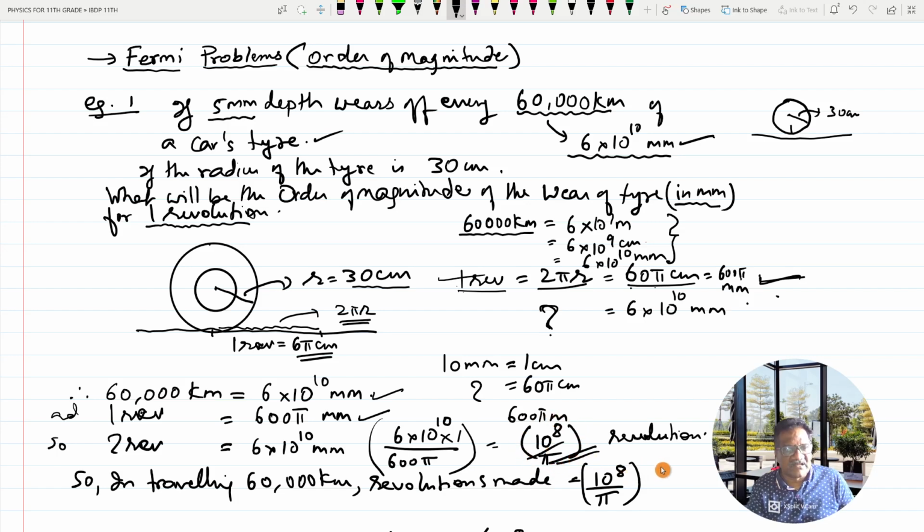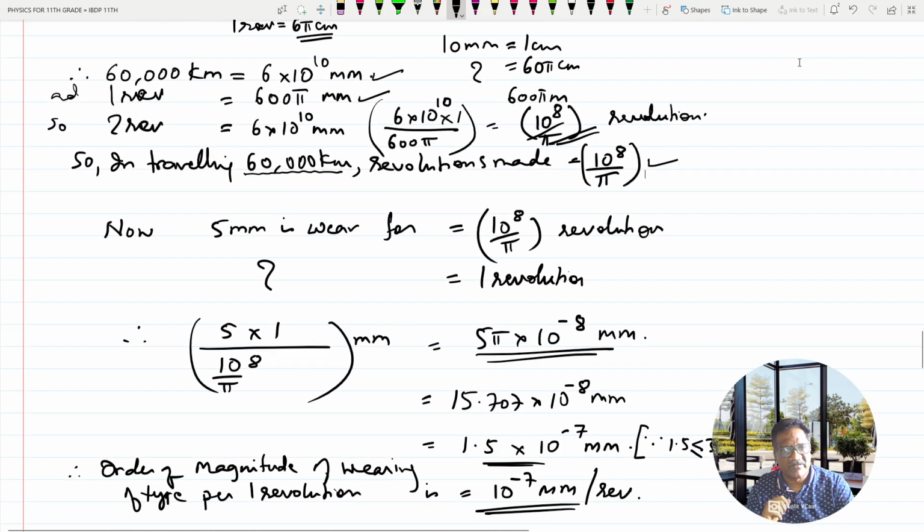So what is the number of revolutions in 60,000 kilometer? In traveling 60,000 kilometer, the revolutions made by the tire is 10 is to 8 upon pi. Now, what is the question? Let us see. What will be the order of magnitude of the wear of the tire? We are not supposed to find out the number of revolutions. We have to find out what is the wear taking place in the tire in one revolution.